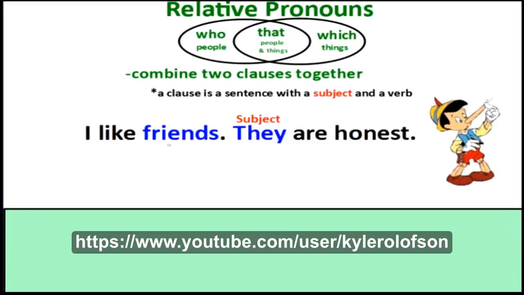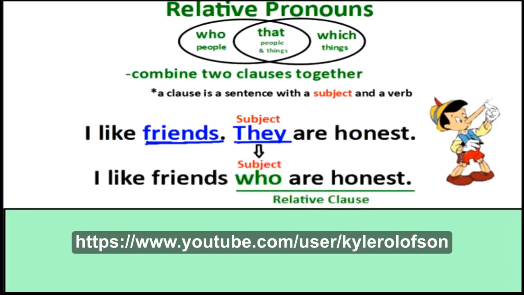Okay. So let's look at our sentence here. It says, I like friends. And then another sentence, they are honest. We see that I have something in common between these two sentences, and that's friends and they. When this happens, I can combine these two clauses, these two sentences together, but I need to use a relative pronoun. So how can I do this?